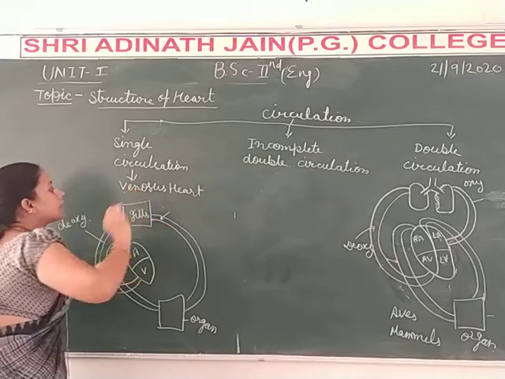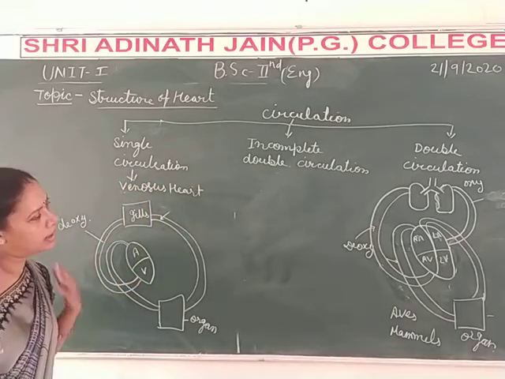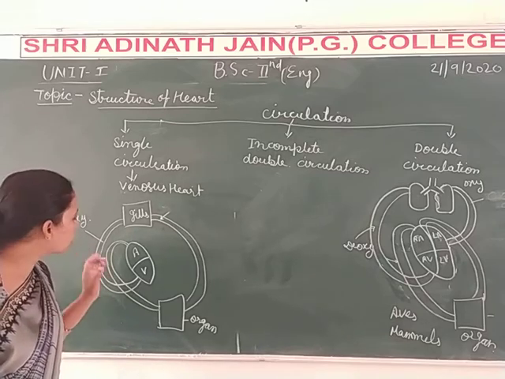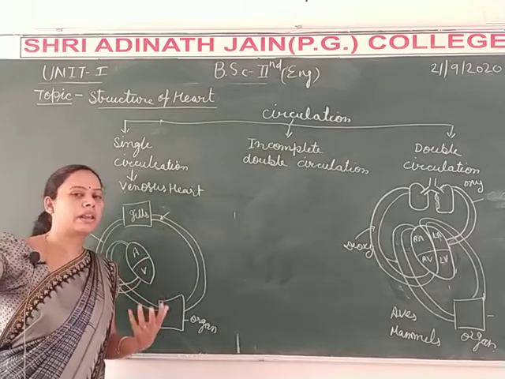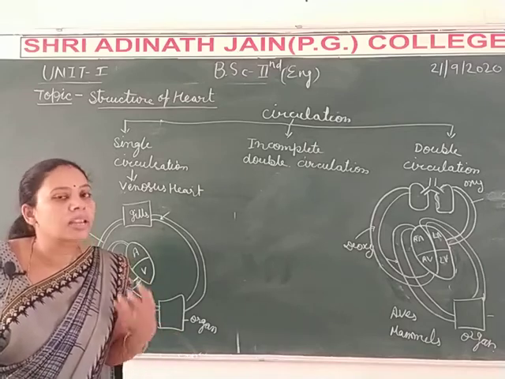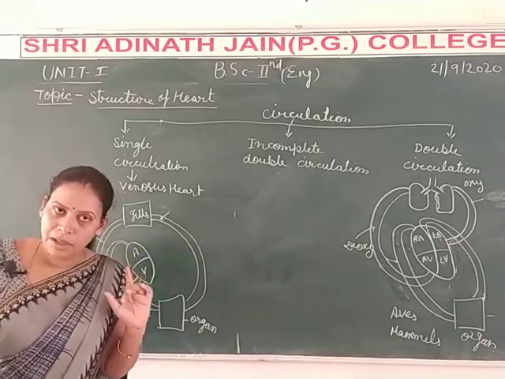If we say that in a species the venous heart is there, definitely they have the venous heart, because in these animals the heart only supplies the deoxygenated blood. The oxygenated blood is not supplied by the heart.